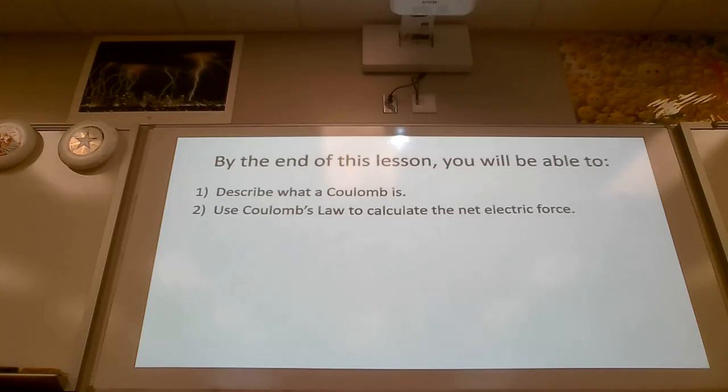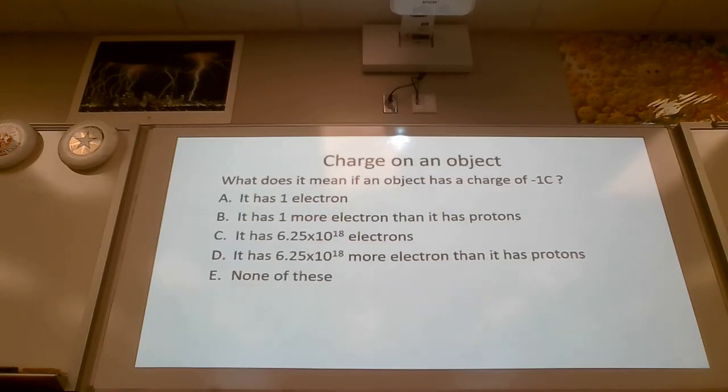By the end of this lesson, you'll be able to describe what a Coulomb is and use Coulomb's law to calculate the net electric force. So if you have notes from the pre-quiz, you might want to check that out. Or if you have amazing memory, you can check your amazing memory.